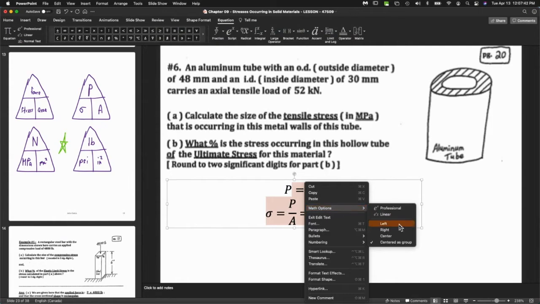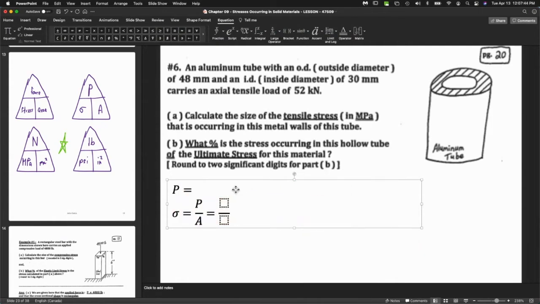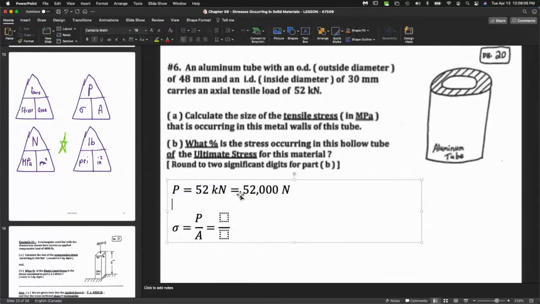Let me know in the chat. Is this question metric or imperial? Let me know. Metric or imperial? Anybody in the chat there? Metric, thank you. So we don't want kilonewtons. kN is no good, that's kilo, but we can write it as newtons by replacing the k with 1000. So that fixes that issue.